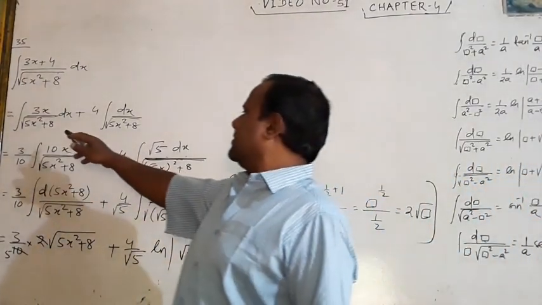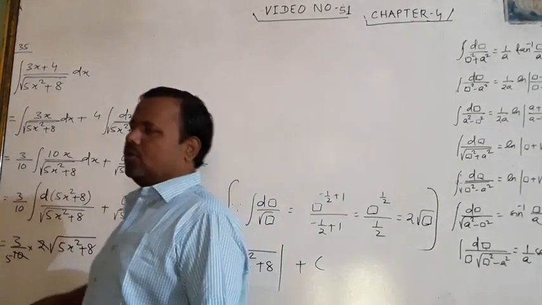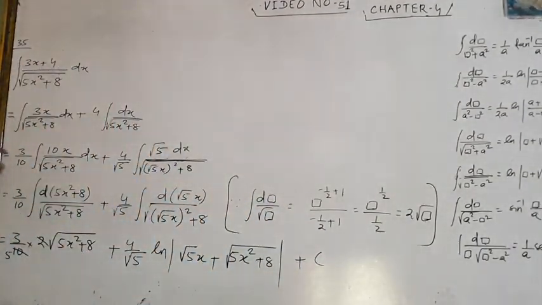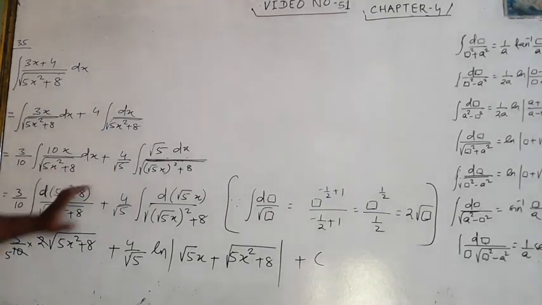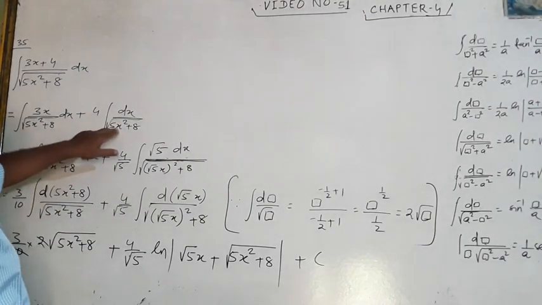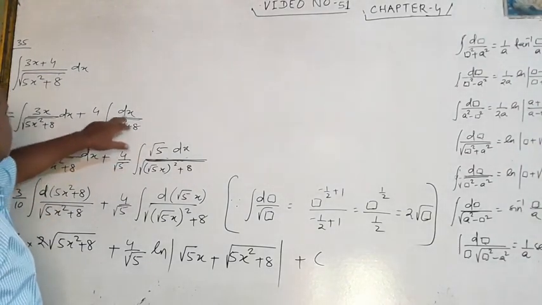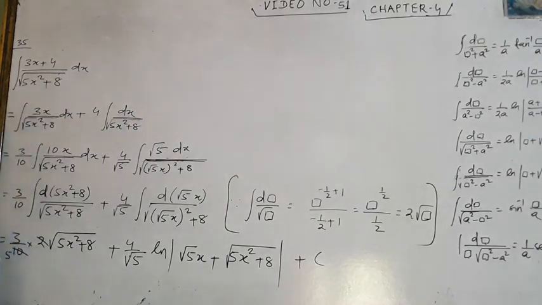Its derivative is 10x. Now what you have to do? Just take 3 outside, multiply 10 and divide 10. It becomes now this 10x, you can write, derivative of 5x square plus 8. And on the next part it is root over 5x square plus 8, because 4 will come outside.